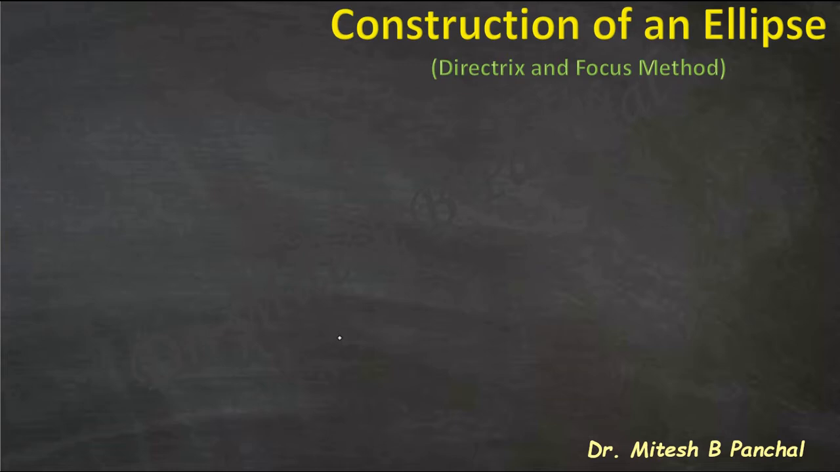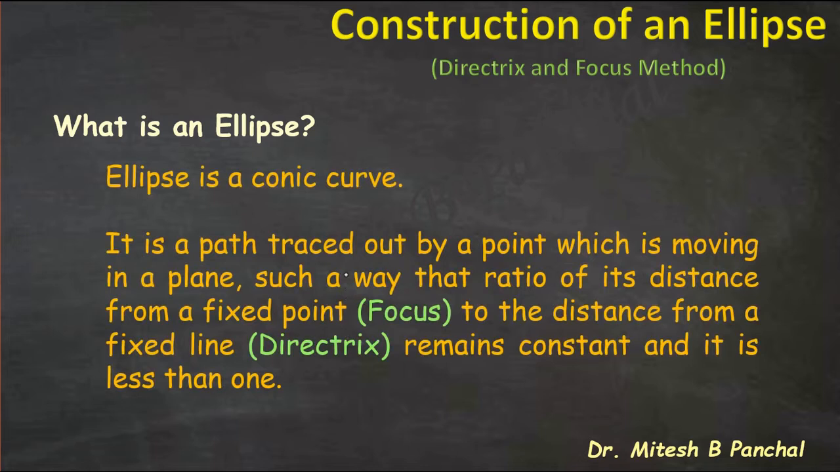So first we will see what is an ellipse. As we know that ellipse is a conic curve which is generated by taking sections of a cone, and that section is inclined to an axis or inclined to the base of a cone.